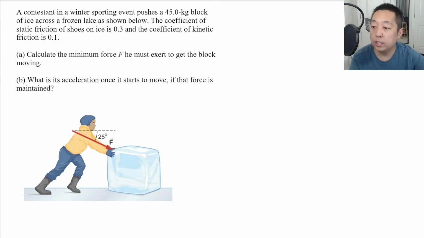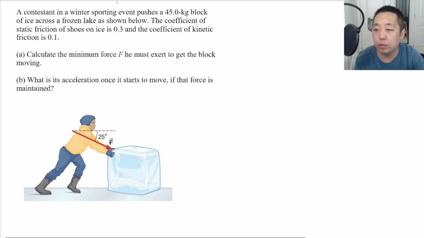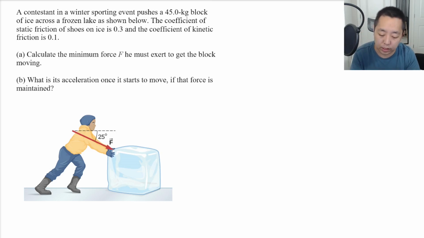So let's look at this problem. A contestant in a winter sporting event pushes a 45 kilogram block across ice across a frozen lake. As shown below, the coefficient of static friction on shoes on ice is 0.3 and the coefficient of kinetic friction is 0.1. Calculate the minimum force you must exert to get the block moving. With friction, you have to decide if you're dealing with static or kinetic friction, but in order to get started moving, I have to overcome static friction, right?